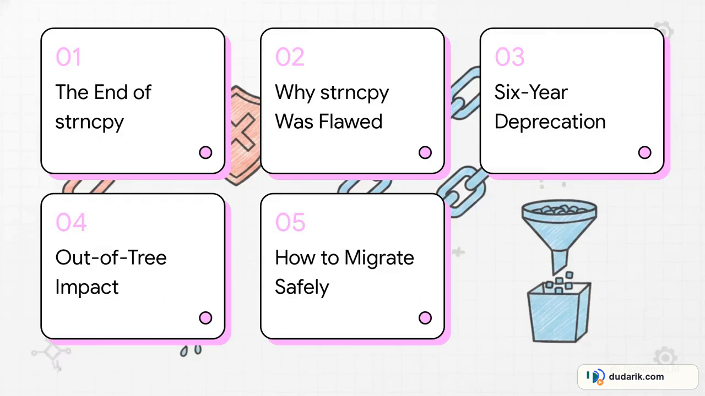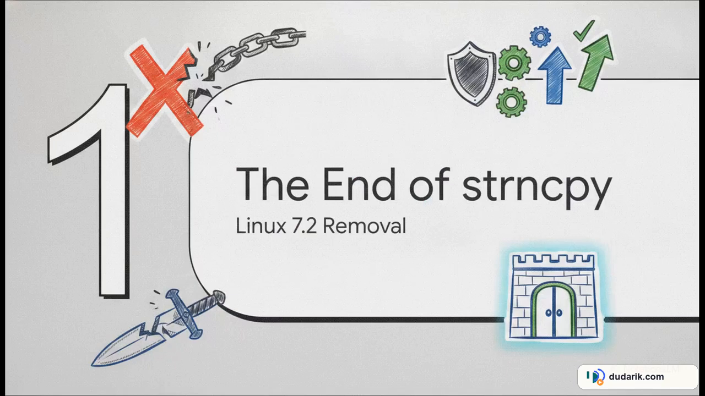All right, here's our roadmap for today's explainer. 1. The end of strncpy. 2. Why strncpy was flawed. 3. 6 years of deprecation. 4. Out-of-tree code impact. And finally, 5. How to migrate safely.